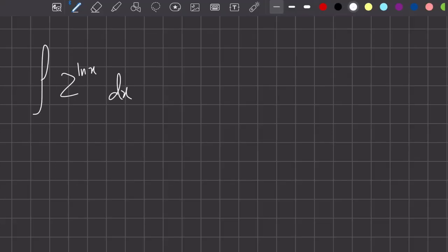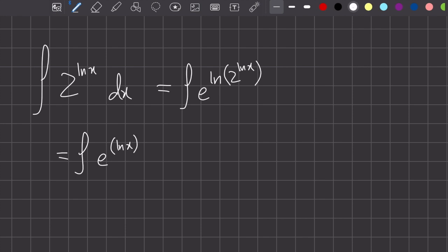Next, we have the function 2 raised to power ln x dx. Whenever you have a question in this form, it is best to rewrite this. We write this as e power ln 2 power ln x. Since ln and e are inverses, this is an equivalent expression. Now, due to the logarithmic properties, we can bring the power ln x forward and multiply it to get e power ln x times ln 2.